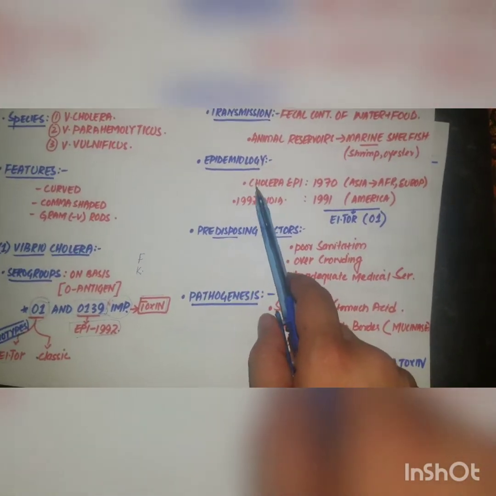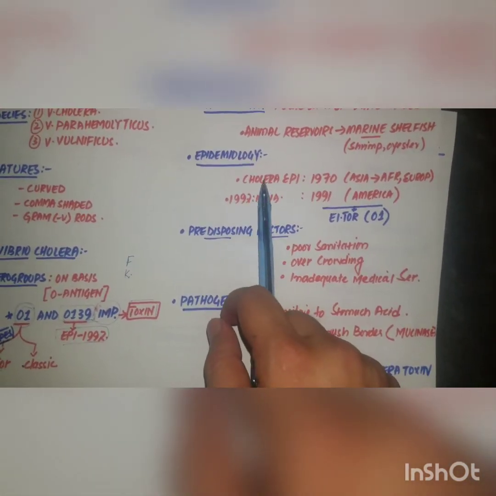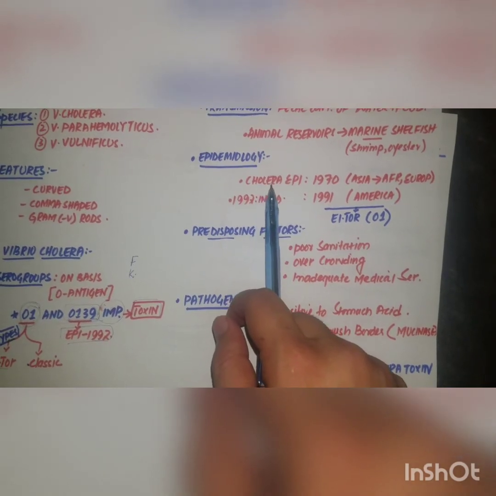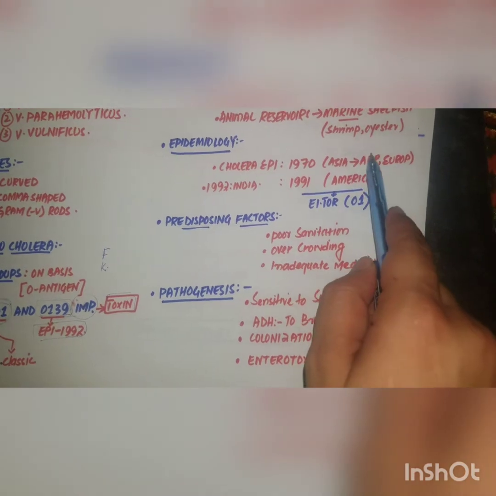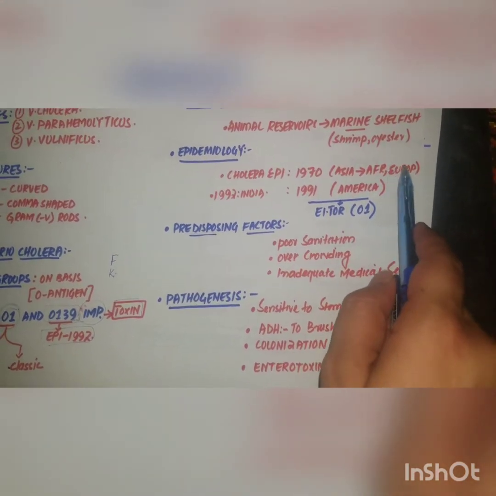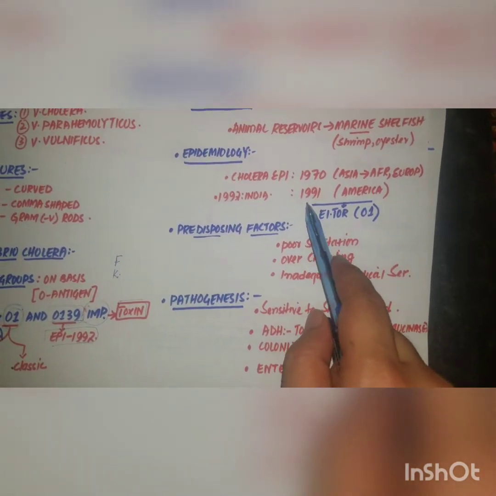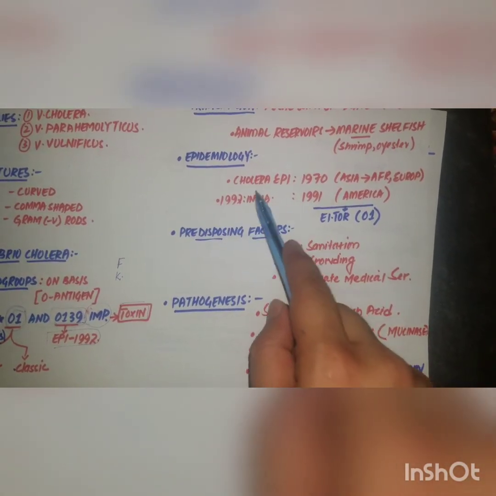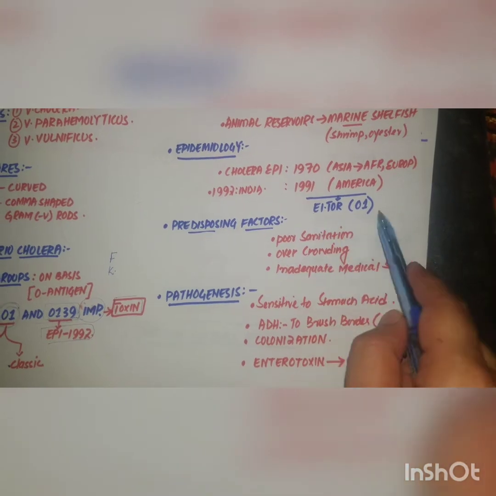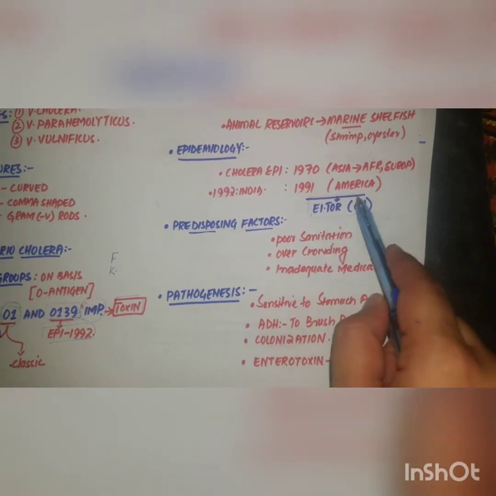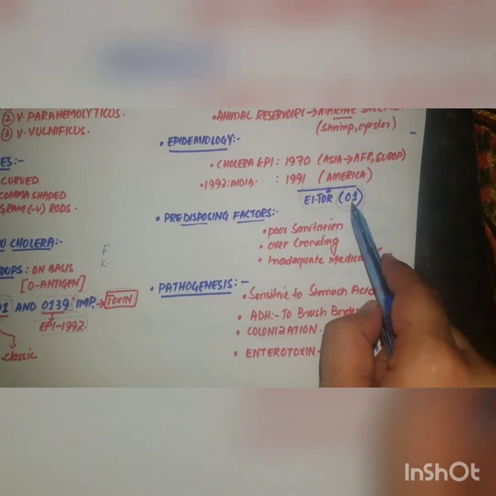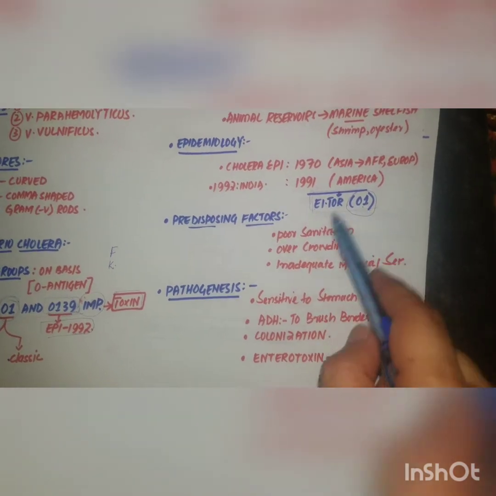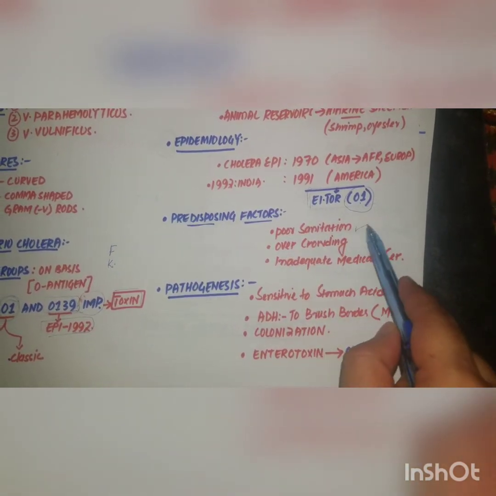Coming to the epidemiology, which is important regarding this topic: the cholera epidemic occurred in 1970 in Asia, and it spread into Africa and then into Europe. In 1991, an outbreak occurred in America. In 1992, an outbreak occurred in India, and the notorious one was El Tor, a biotype of serogroup O1 of Vibrio cholera. Now the predisposing factors are poor sanitation.